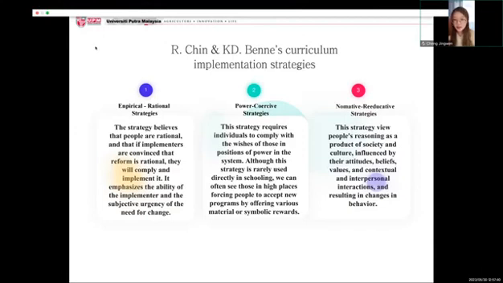Finally is the normative re-educative strategy. This strategy views people's reasoning as a product of society and culture, influenced by their attitudes, beliefs, values, and contextual and interpersonal interactions, and resulting in changes in behavior.